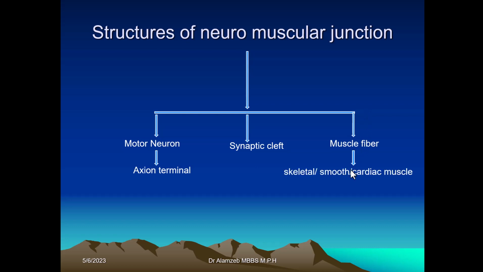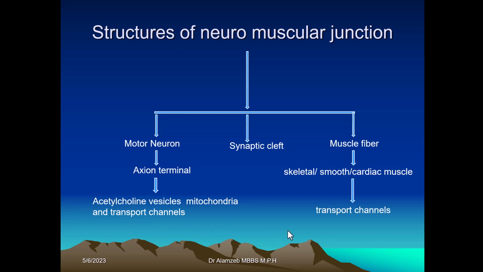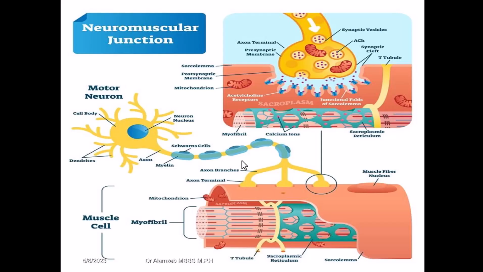The muscle fibers consist of skeletal muscle, smooth muscle, and cardiac muscle fibers. And the axon terminal contains acetylcholine, vesicles, mitochondria, and transport channels. And the muscle also contains transport channels. So this is the structure of the neuromuscular junction.